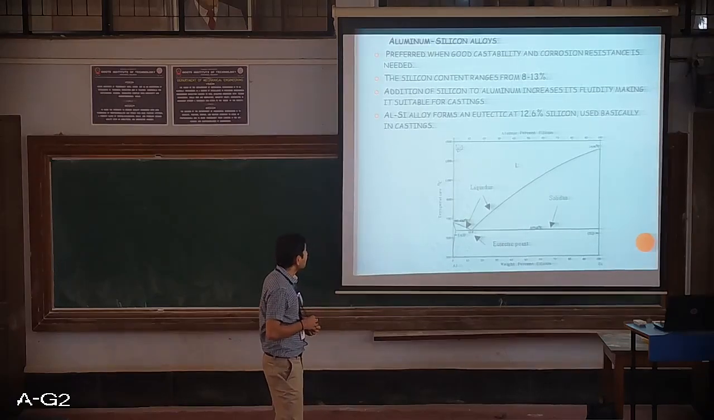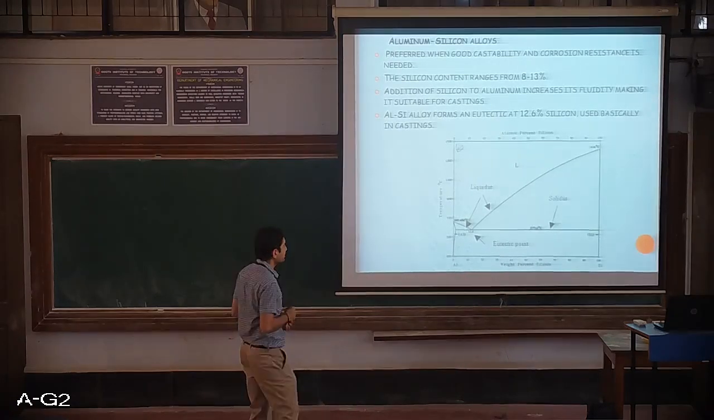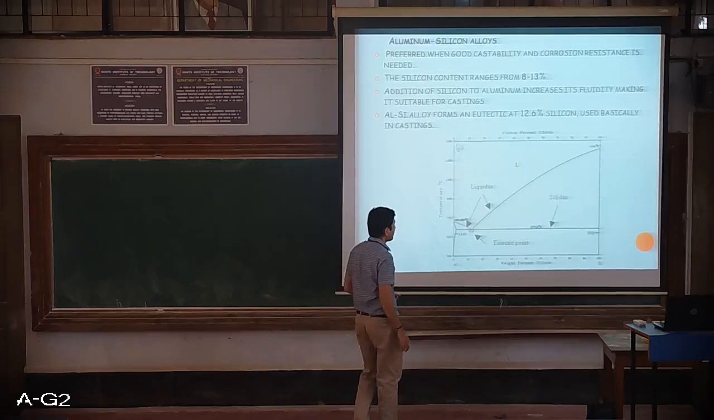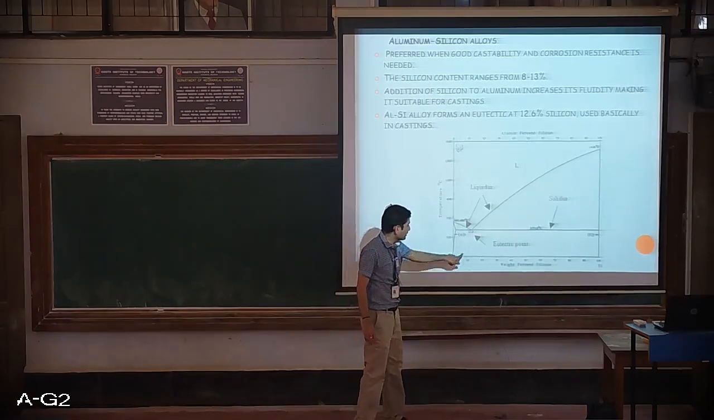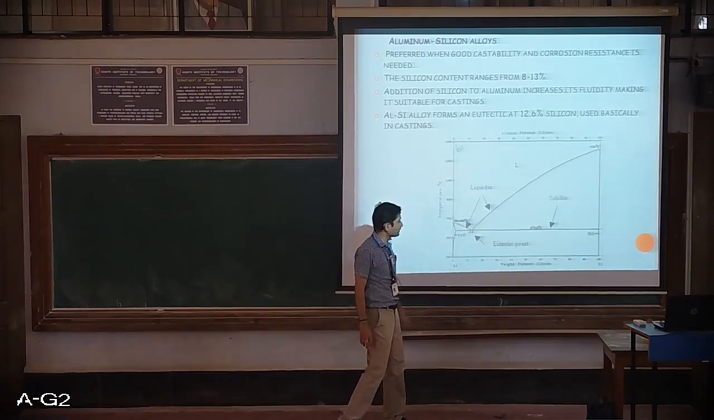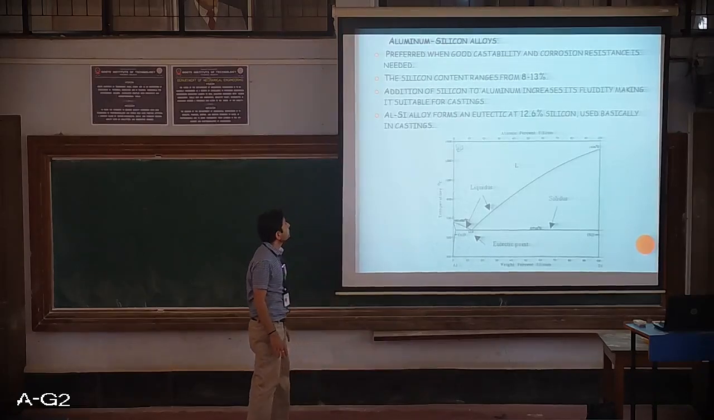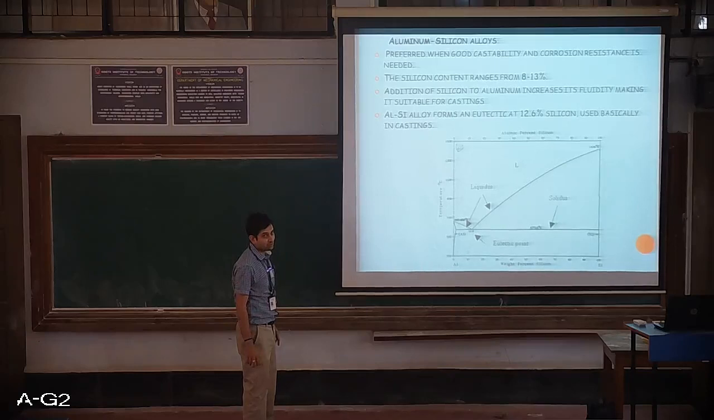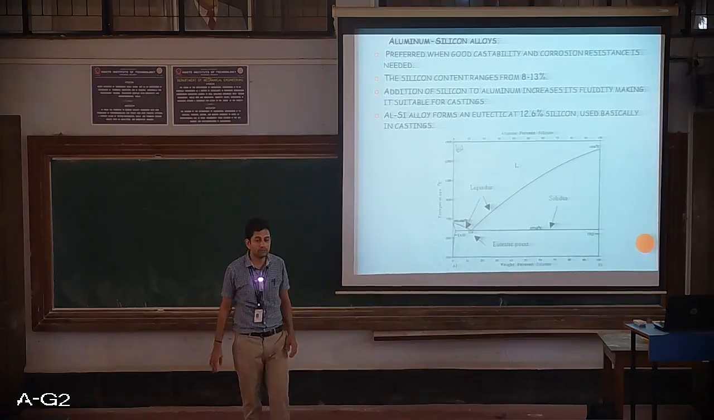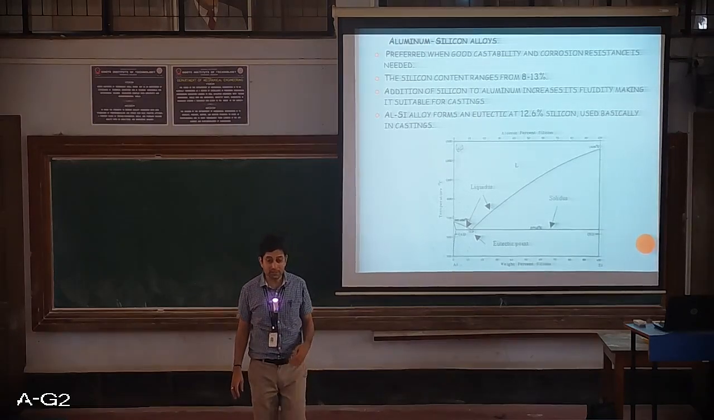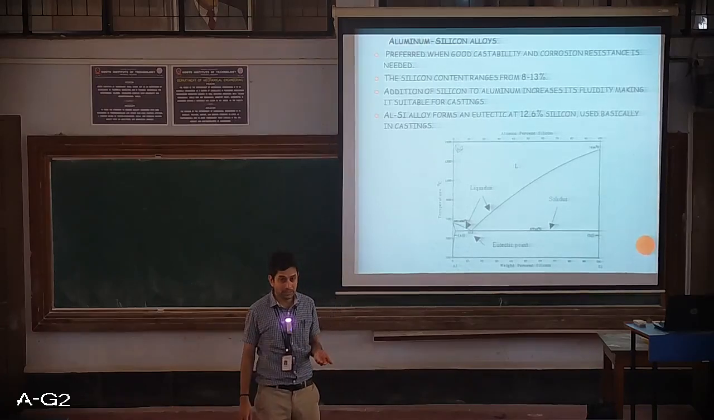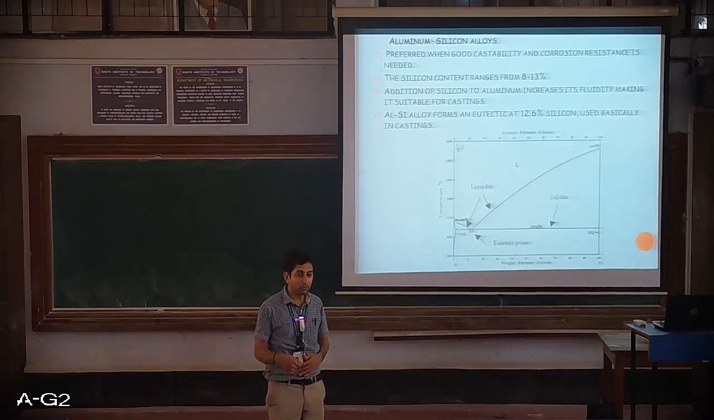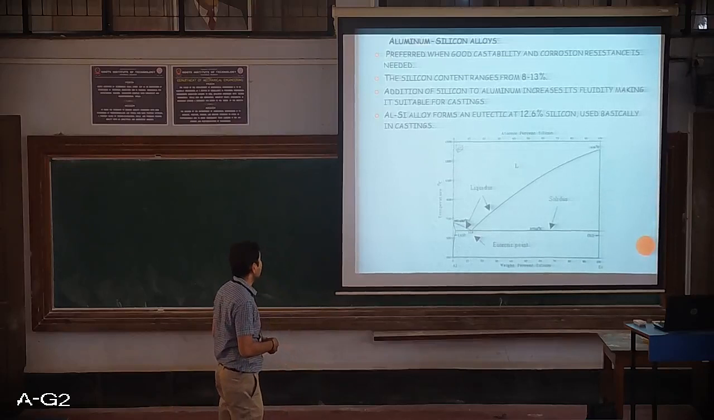That's why its castability is very good. The silicon content ranges from 8 to 13%. So you will see that the percentage of silicon is around 8 to 12% shown over here. Then the addition of silicon to aluminum increases its fluidity, making it suitable for casting. So you add silicon to the aluminum for what reason? To increase its casting ability, fluidity. It can melt easily and flow inside the mold and fill the mold cavity completely. For that reason you make use of it.